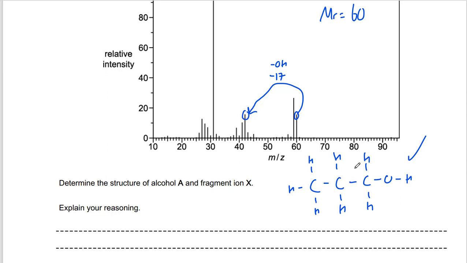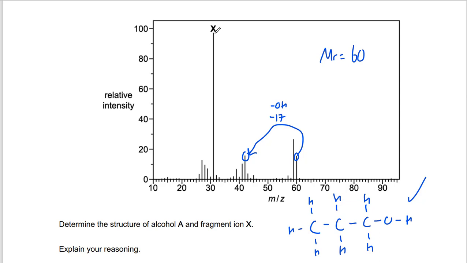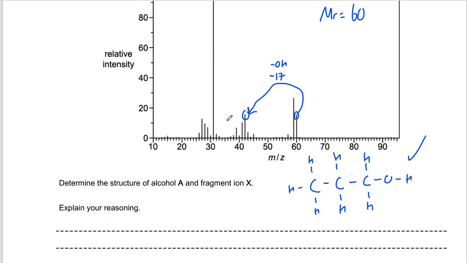Doesn't have to be propan-1-ol though, because it could be propan-2-ol. Okay, we know what the structure looks like, but how do I know the alcohol group isn't somewhere in the middle? Well, this fragment X is likely going to give us all the clues that we require, because X is at 31. So I need a fragment that is going to give me 31 in weight. So can I get a fragment at 31?